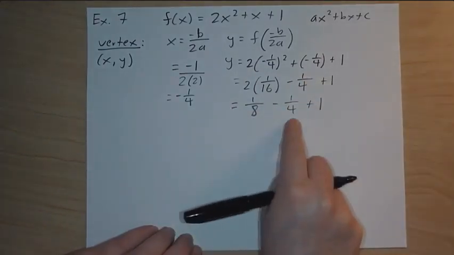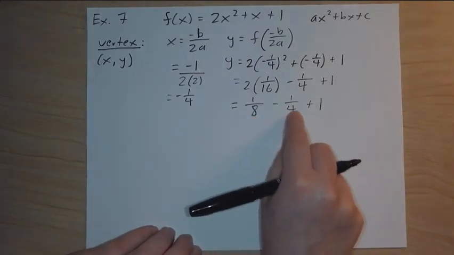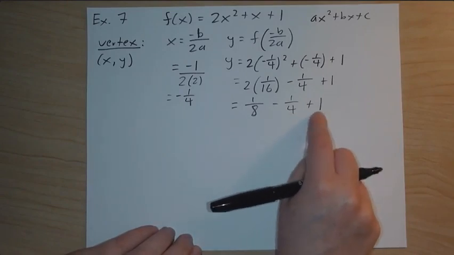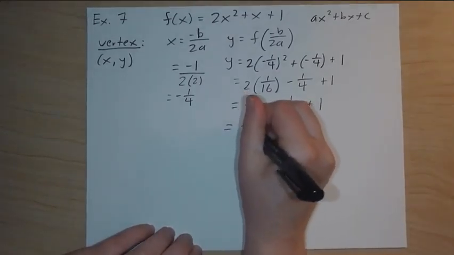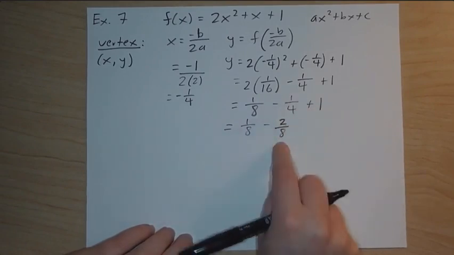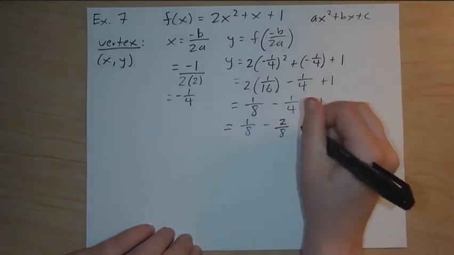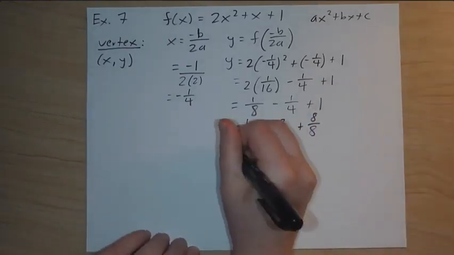We need to get the same denominator. We can get the same denominator of 8 by multiplying this fraction by 2 over 2. And 1 we can rewrite as 8 over 8. So I'm going to do that. So we have 1 over 8 minus 2 over 8. 2 over 8 is the same thing as 1/4, plus 8 over 8, which is 1.